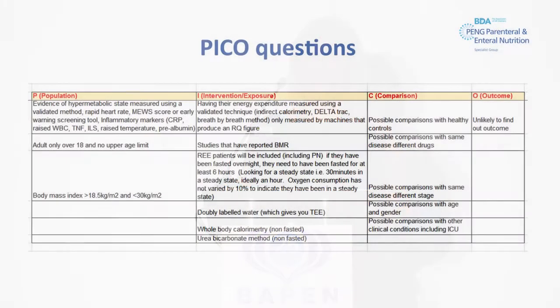So just to show you how we design a question, when you do a systematic review or a guideline, you do what's called a PICO question. So you define your population, which is the P. You define your intervention or what you're looking at, which is energy expenditure. You define the comparison. So we were looking particularly to compare with healthy controls, but we found quite a lot of studies where they compared patients with one particular illness, for example, cancer of the GI tract, and they compared them with people who had GI problems but not cancer. So it's very varied comparisons.